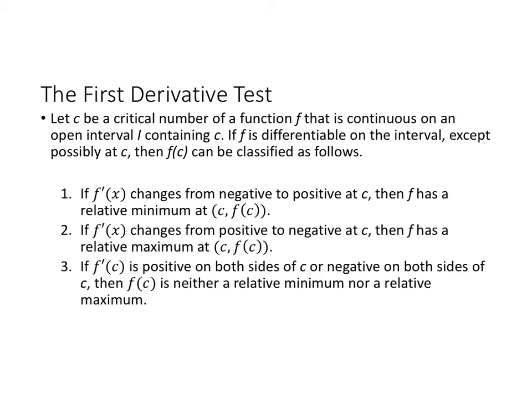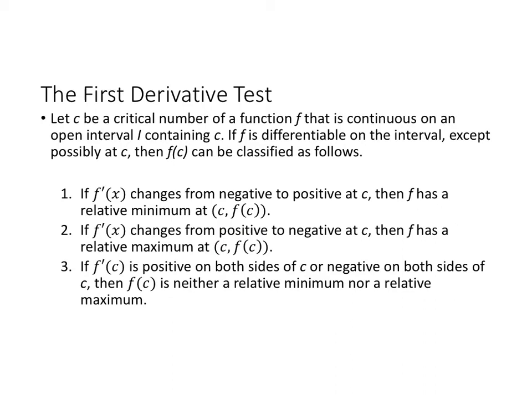And the first derivative test. This is going to help us find maximums and minimums. Let c be a critical number of a function f that is continuous on an open interval I containing c. If f is differentiable on the interval, except possibly at c, then f of c, the y value, can be classified as follows. If f prime of x changes from negative to positive at c, then it's a minimum.